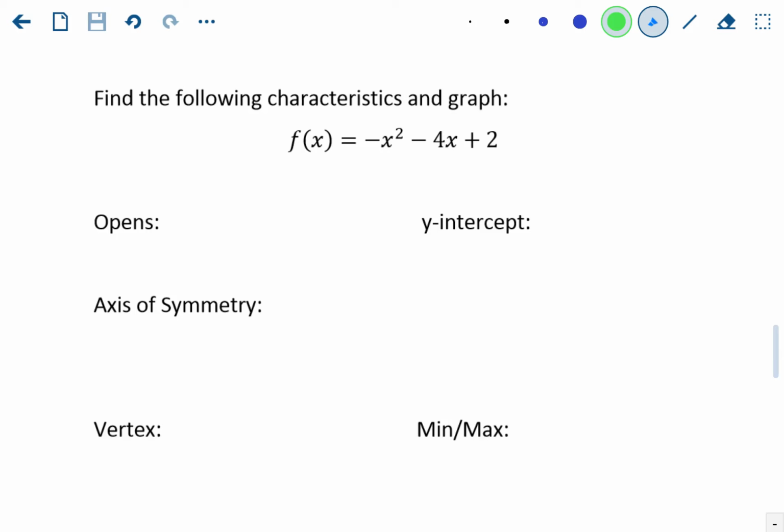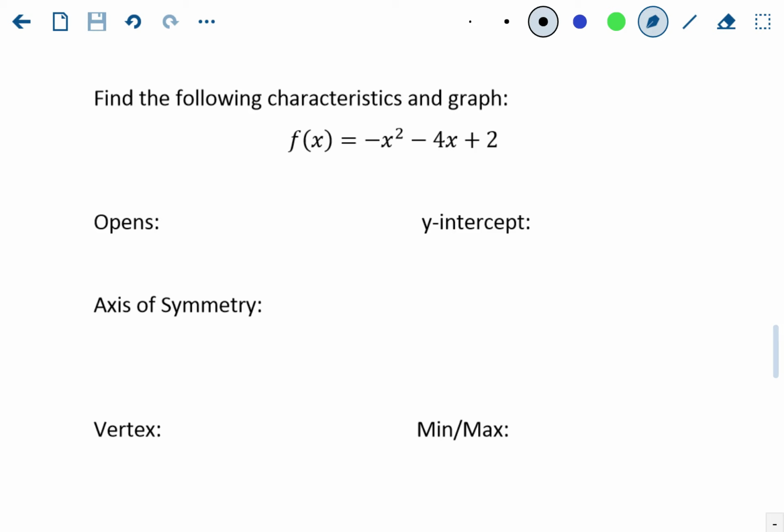Alright, so today we're given a quadratic equation, f of x equals negative x squared minus 4x plus 2. We're going to find whatever it has: the opening, the y-intercept, axis of symmetry, vertex, min and max, domain and range. Almost everything we can find given just an equation. Alright, I want to identify what A, B, and C are first.